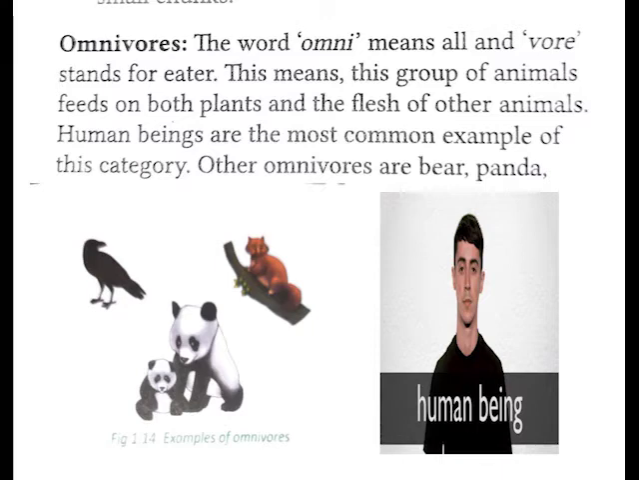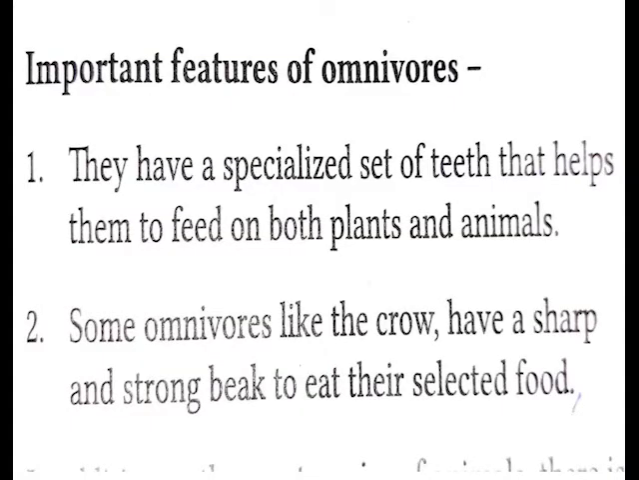Next is omnivores. The word omni means all and vor stands for eater. This means omnivores feed on both plants and flesh of other animals. For example, human being, bear, crow, etc. Next is important features of omnivores. They have a specialized set of teeth that help them to feed on both plants and animals. Some omnivores like crow have a sharp and strong beak to eat their food. You see that the crow has a very pointed beak.